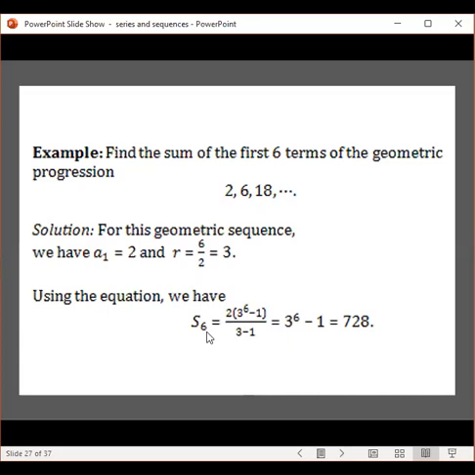So S sub 6, because that's the first 6 terms in the progression. So this is equal to 2 times the quantity of 3, that's our r, raised to n, which is 6, minus 1, all over r minus 1. So 3 raised to 6. Try to look at the denominator. The denominator is 3 minus 1, which is also equal to 2. So if this is 2, we can cancel out the 2 also in the numerator. So what is left is 3 raised to 6 minus 1. So 3 raised to 6 is 729 minus 1, you get 728.